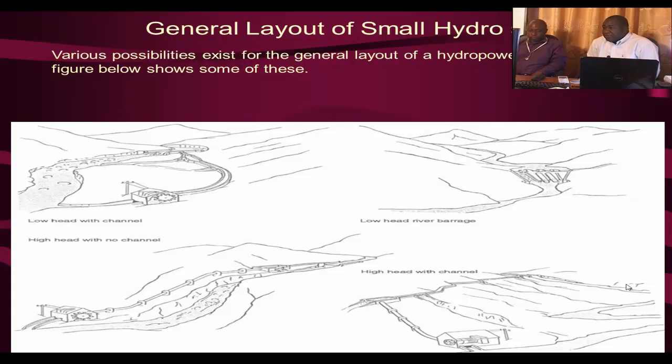General layout of hydro schemes. Various possibilities exist for the general layout of a hydropower scheme. The figure below shows some of these. You have a low head with a channel system. You have a low head with a river barrage or a small dam. You have high heads with no channel and high heads with a channel.